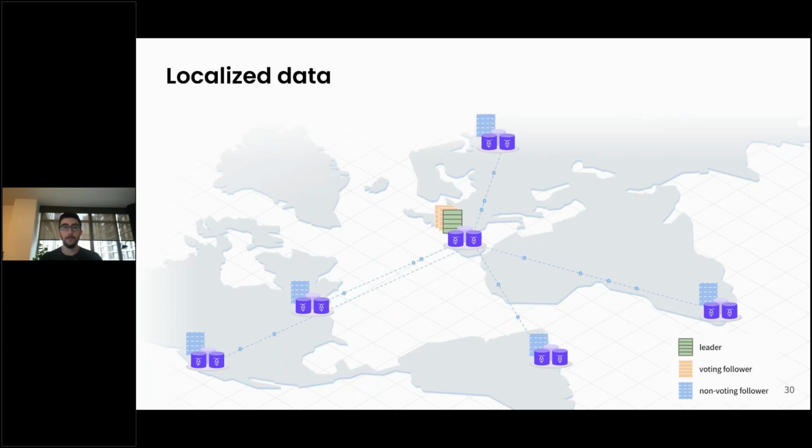So if data's access patterns change, it makes sense to move the leader and the voting quorum to wherever we want to provide fast, consistent access. So when we move the leader and the voting followers in this diagram, we then made it so that Europe could provide fast, consistent access to that data.